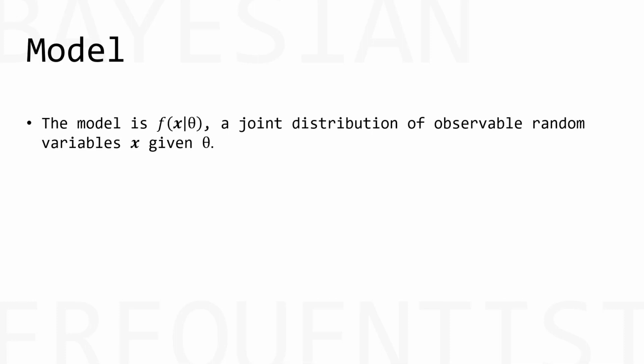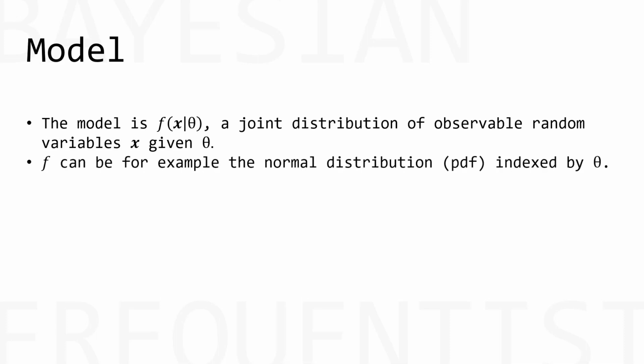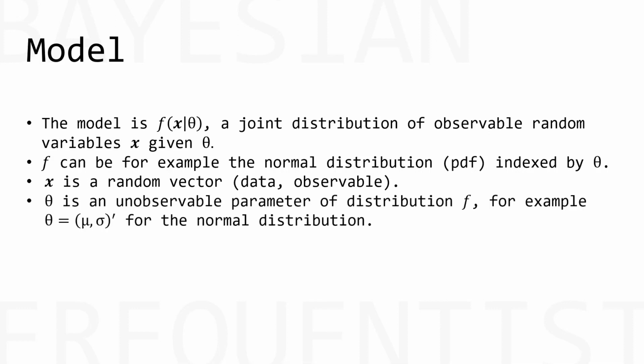So let's incorporate a little mathematical notation. The model is f of x given theta, a joint distribution of observable random variables x given theta. F can be, for example, the normal distribution indexed by theta. Such is the case with the app we are using. X is a random vector, so data, something observable. Theta is an unobservable parameter of distribution f. For example, theta is a vector of mu and sigma for the normal distribution.